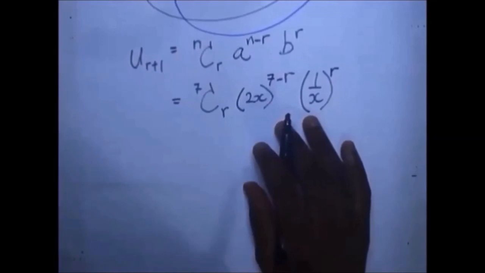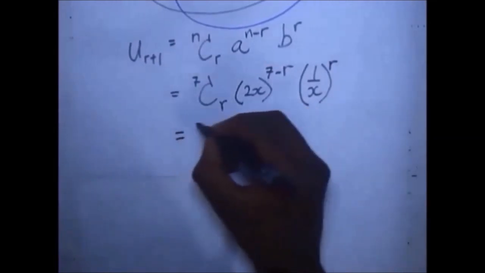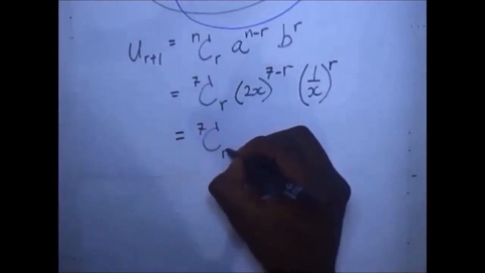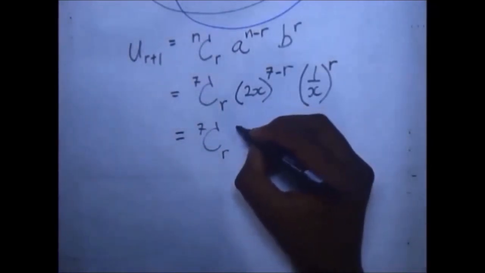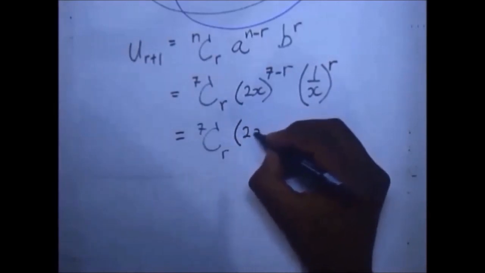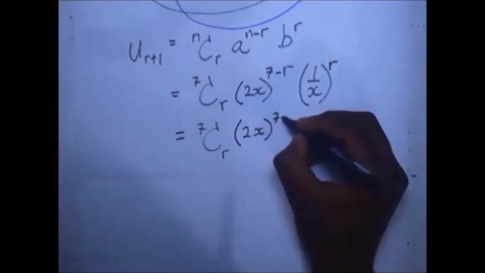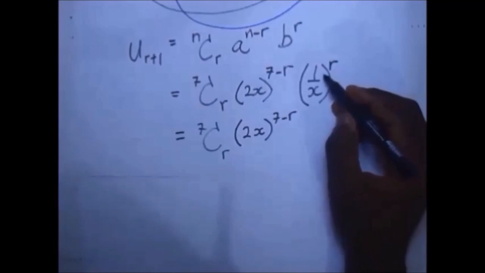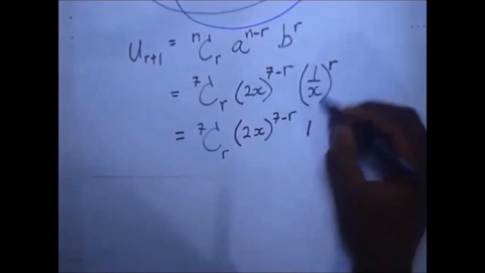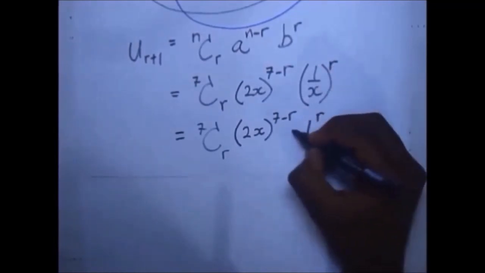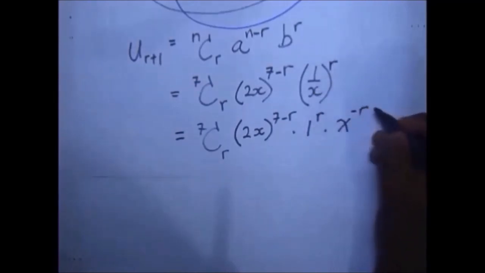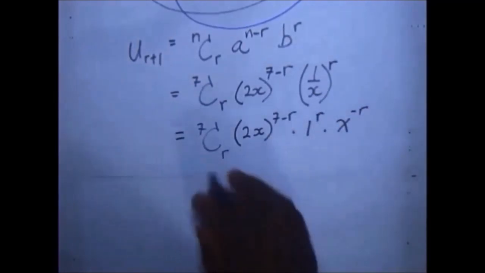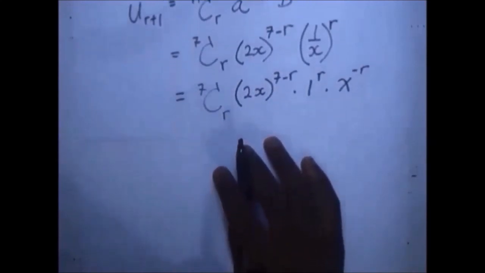So we continue just like we did in the previous question. It's going to become 7 combination R times 2x to the power 7 minus R, times 1 to the power R times x to the power negative R. So we put the x's together.